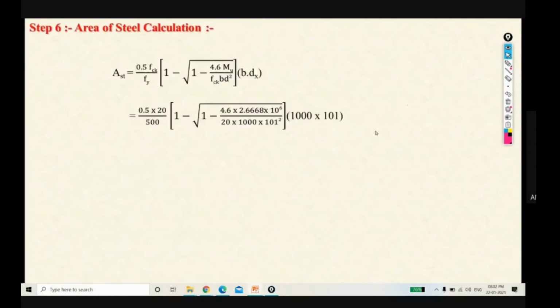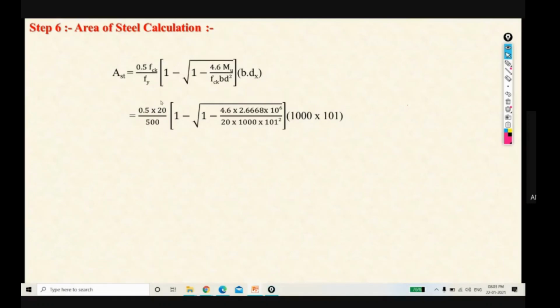Now next, if depth is satisfied, then go directly to the calculation of reinforcement, the area of steel. The formula as per IS 456 is Ast equals 0.5 FCK divided by Fy, in bracket 1 minus under root 1 minus 4.6 Mu divided by FCK B D square, into B into d. Actually dx and dy are required for a two-way slab, but here we are designing only a one-way slab, so we can write only d, no problem.